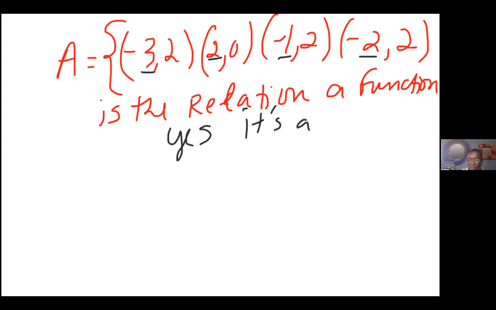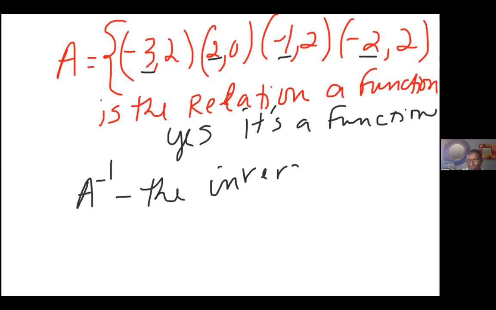It's a function because the domain doesn't repeat. Now, while I'm here, let me go ahead and mention, guys, the inverse. This is the notation for the inverse of a relation. And we're going to see this way at the end of the chapter, guys.